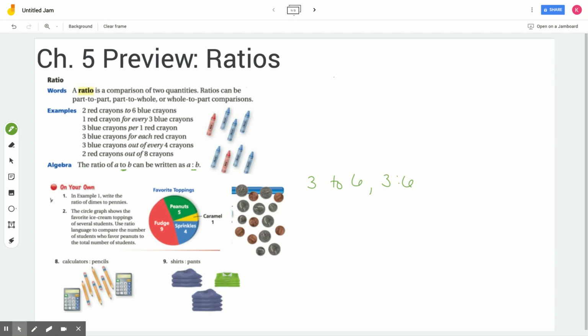So we know that how many students favor peanuts? Well, that section is worth 5. So 5 out of every how many students? Because of the total number of students, you're going to add these together. So 4 and 1 is 5, and 5 is 10, and 9 is 19. So 5 out of every 19 students favor peanuts.